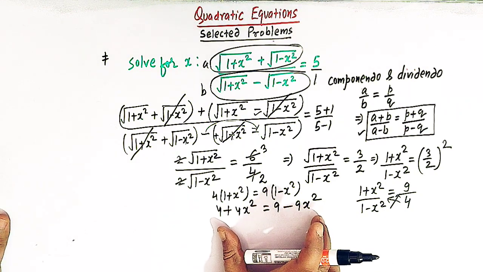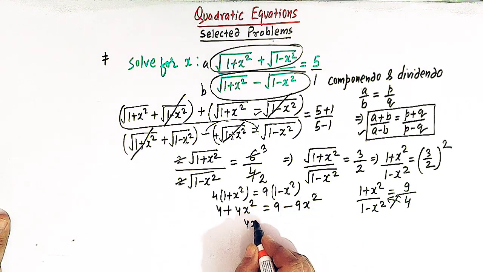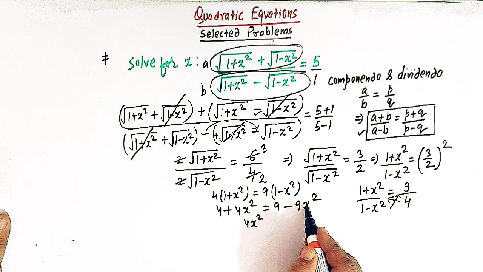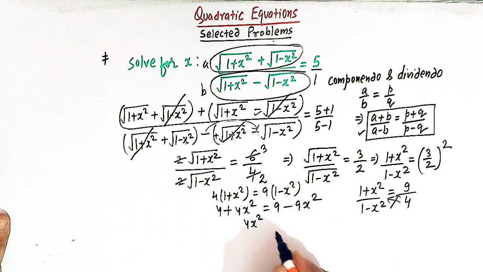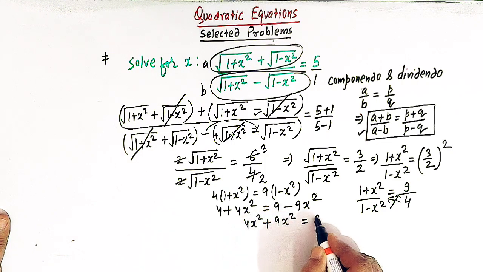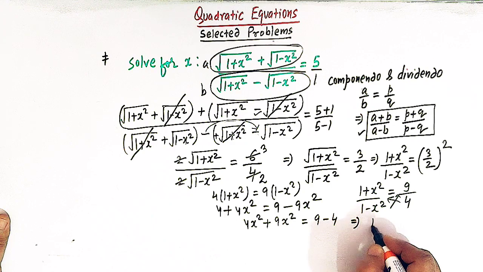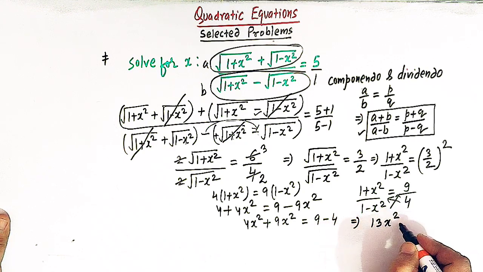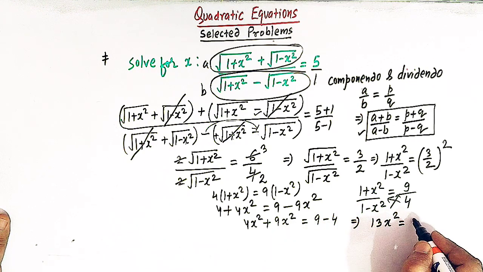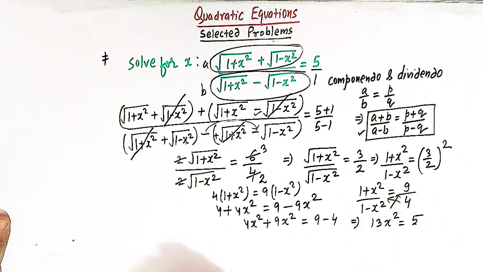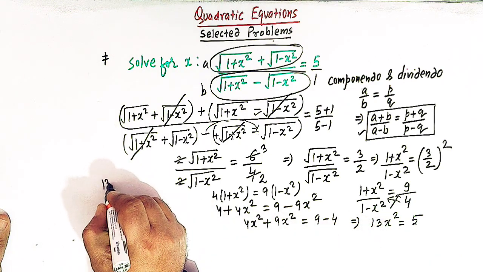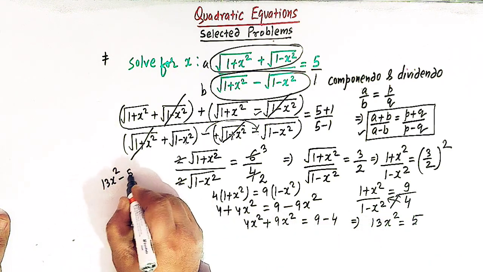Let us rearrange the terms here. Taking −9x² to the left hand side, it becomes plus 9x², and taking 4 to the right hand side, we have 9 minus 4. So now we have 9 plus 4, that is 13x², and on the right we have 9 minus 4, that is 5. So now we have a quadratic equation, 13x² − 5 = 0.